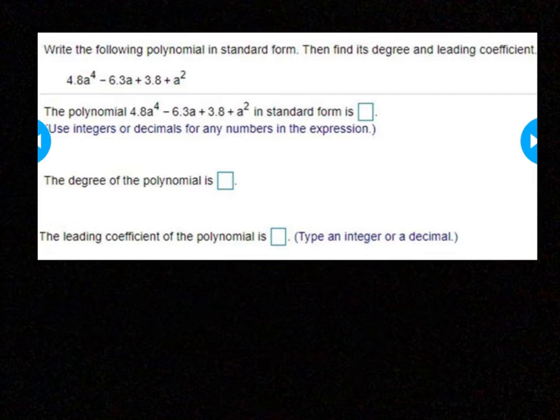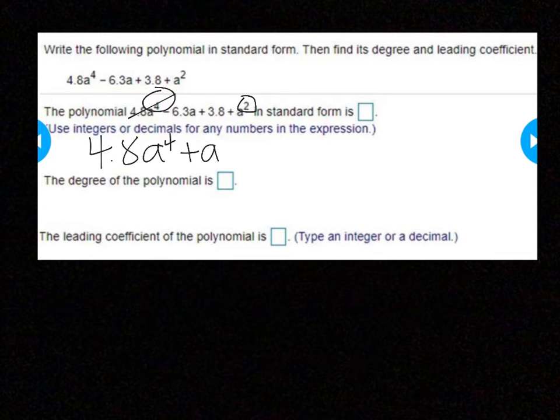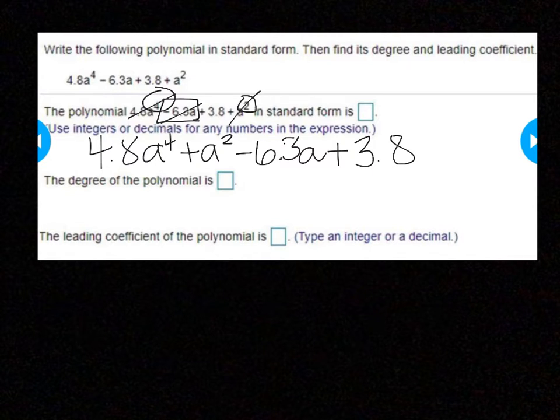First question says to write the following polynomial in standard form. So we start with the highest exponent. In this case, our highest exponent is the fourth power. So we're going to say 4.8a to the fourth. Then the next highest exponent is to the second power, so plus a squared. Then we have a minus 6.3a. And last but not least, our constant of 3.8.